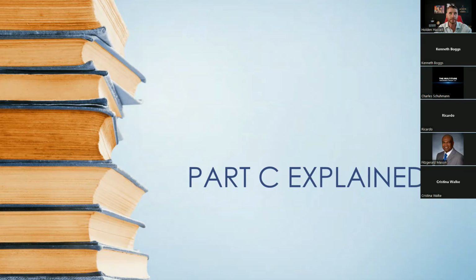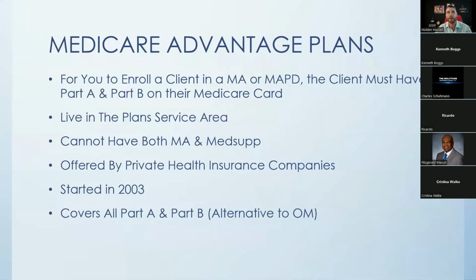Part C is a Medicare Advantage plan. In order to enroll in an MA or an MAPD, the client has to have Part A and Part B on their red, white, and blue card. We'll go over the basic information together in just a minute, but let me walk through exactly what an MA or Part C plan is, as they call it.